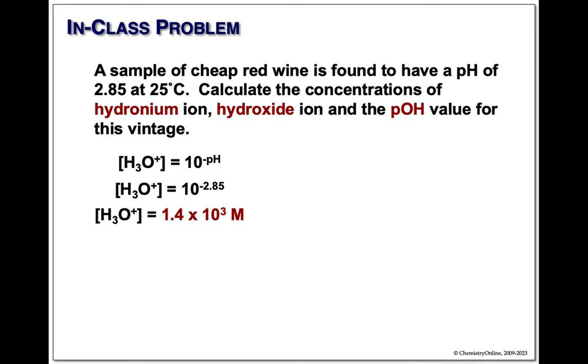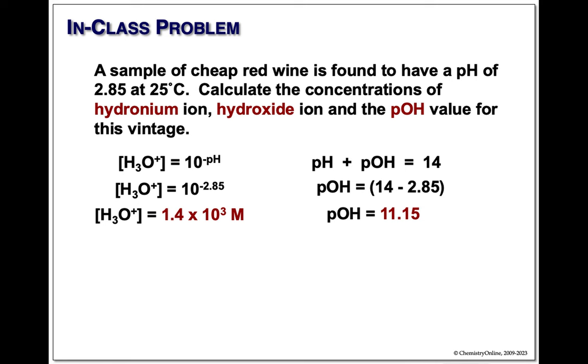pOH. Simplest way to do this is to remember this relationship. pH plus pOH is 14. We know our pH is given. Simply 14 minus this, pOH, 11.15.